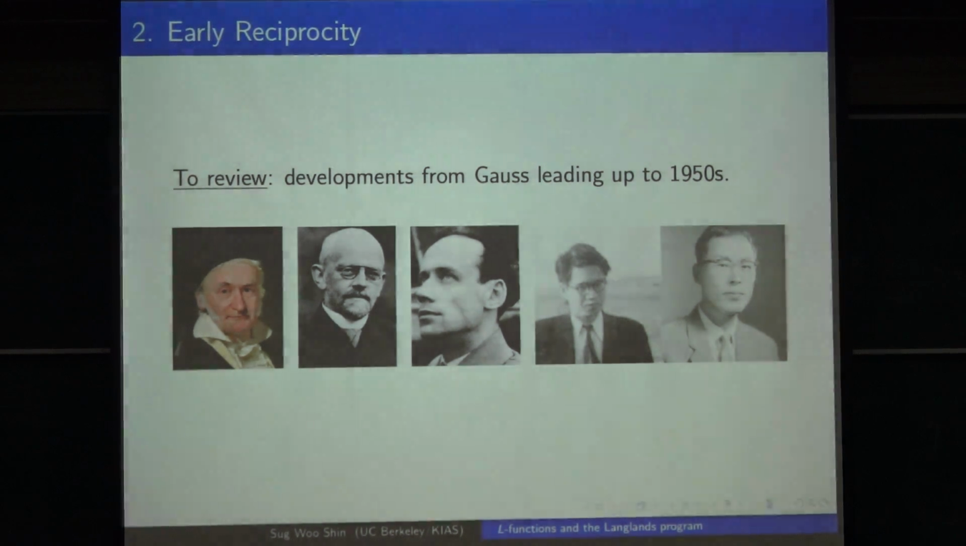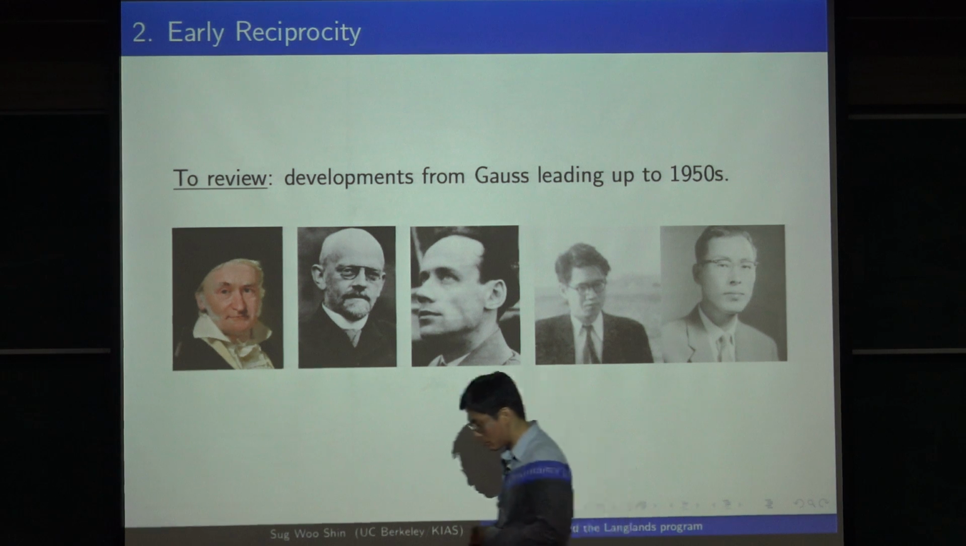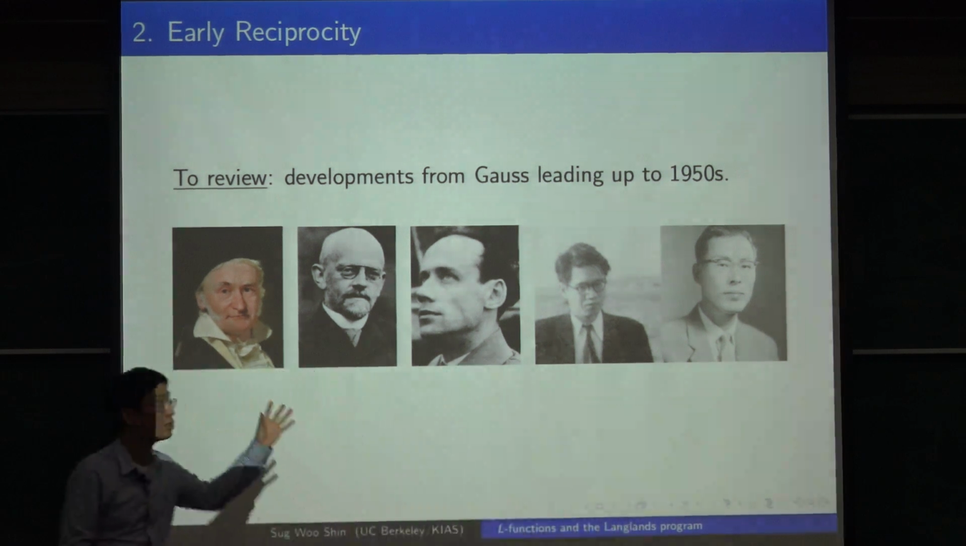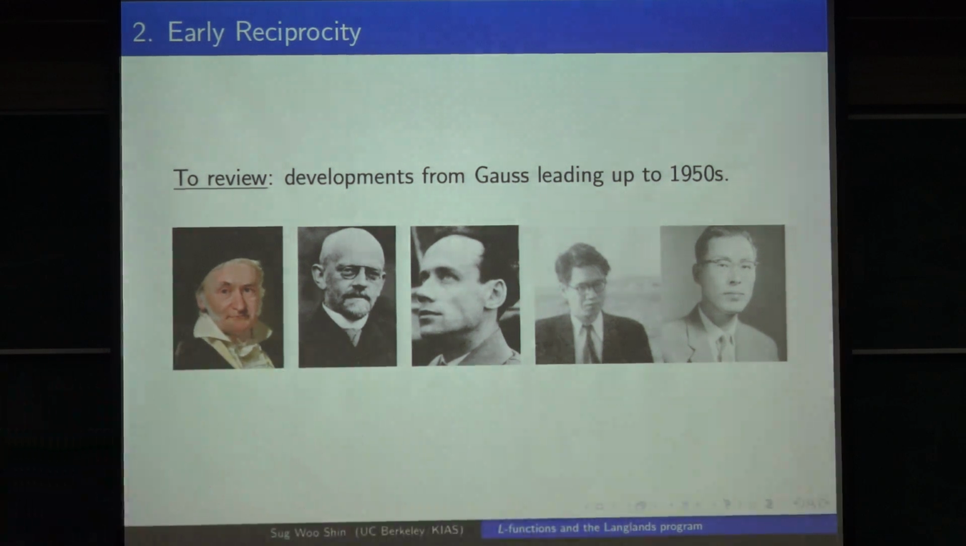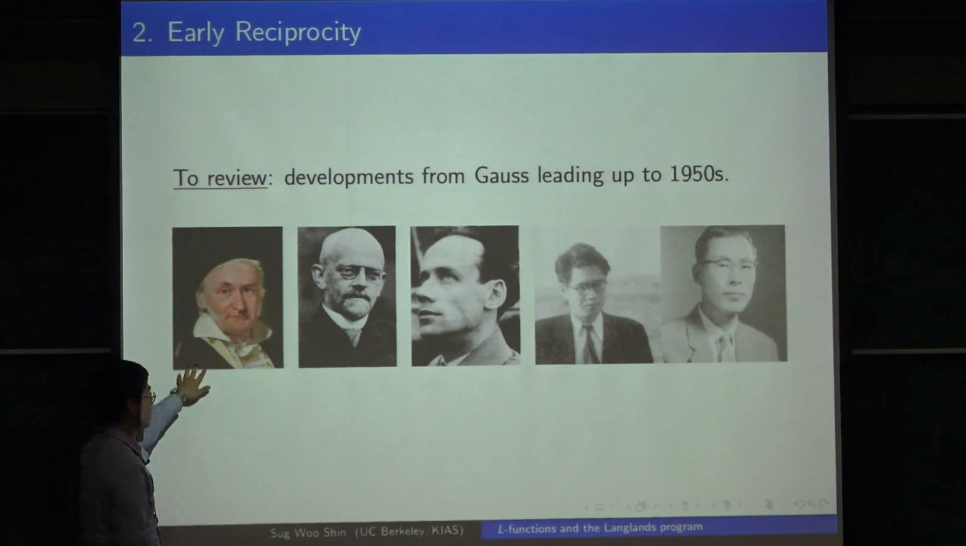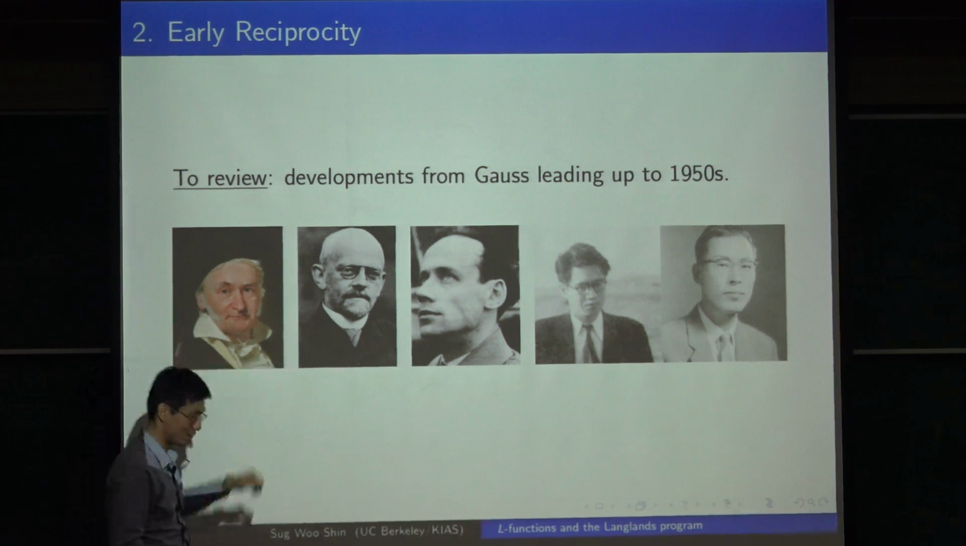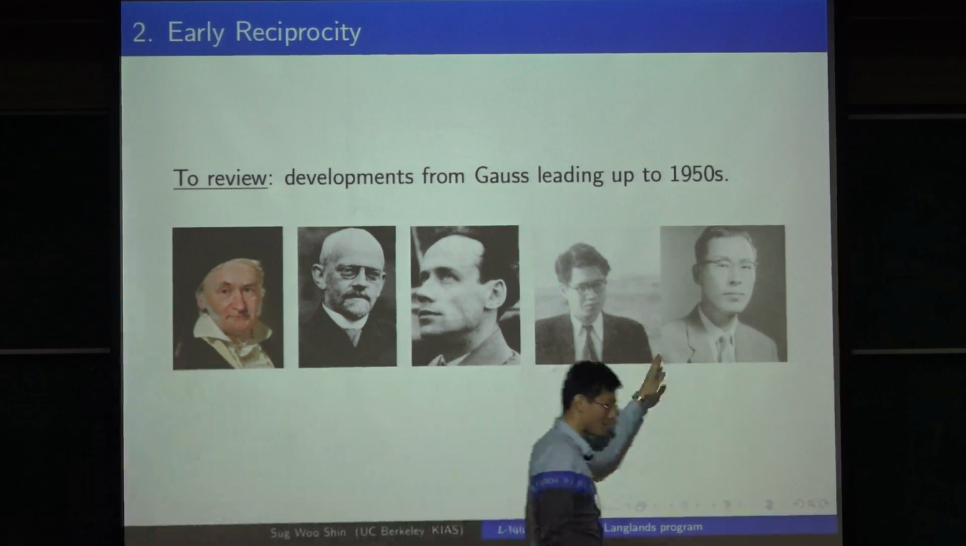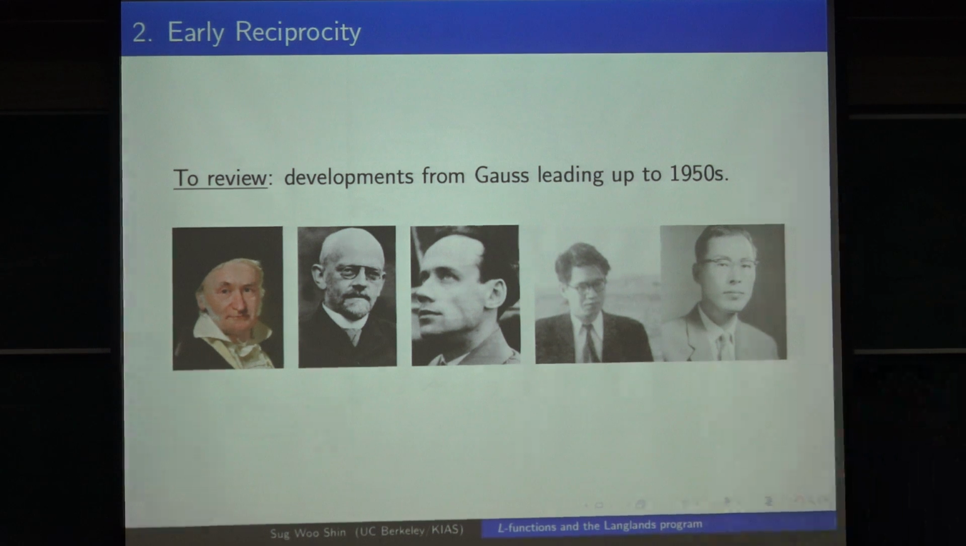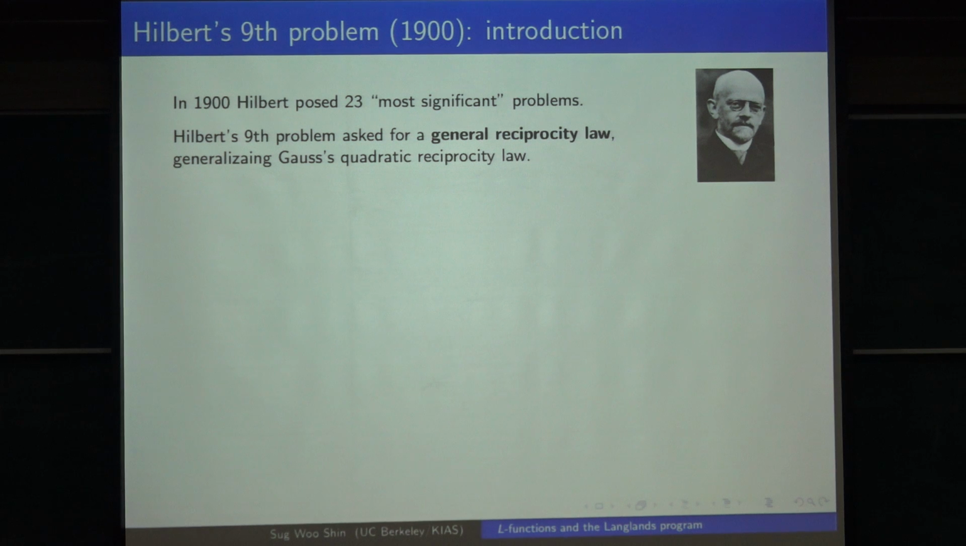Okay, so now let me talk about something somewhat different, an early history of reciprocity. So there are some famous faces. If you recognize more than three, well, this is Gauss, Hilbert, Artin, and Taniyama-Shimura. Okay, so we'll see their names pretty soon.